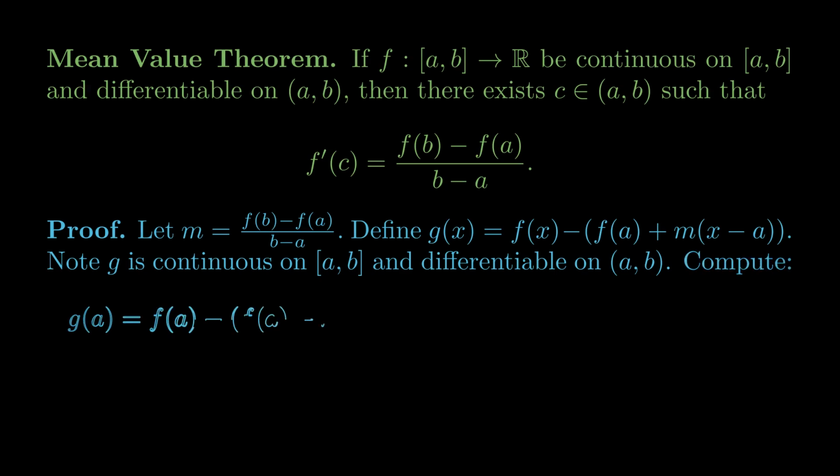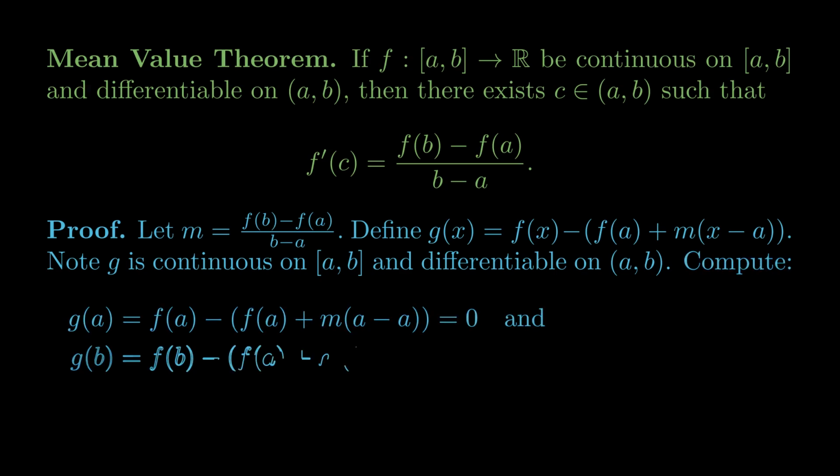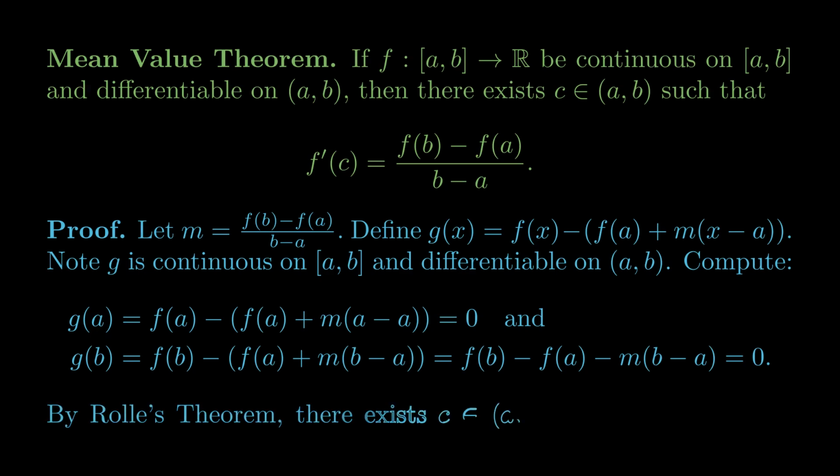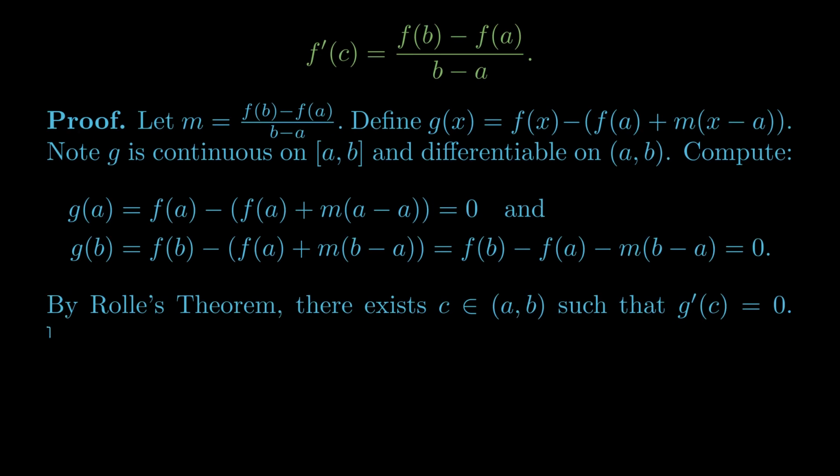Compute g(a) equals f(a) minus (f(a) plus m times (a - a)), which equals 0, and g(b) equals f(b) minus (f(a) plus m times (b - a)), which equals f(b) minus f(a) minus m times (b - a), which equals 0 by the definition of m. So, by Rolle's theorem, there exists c in the open interval (a, b) such that g'(c) equals 0. Now we just want to conclude that f'(c) equals m.